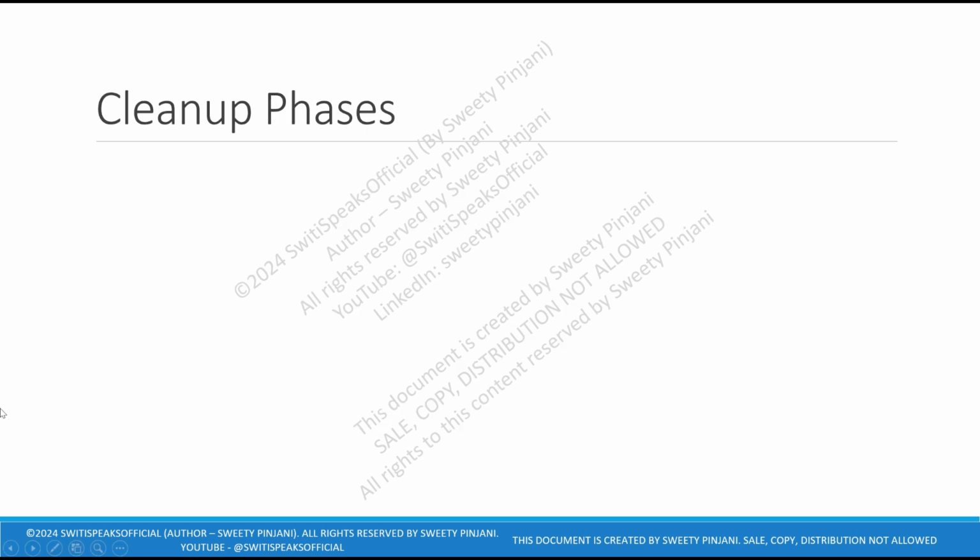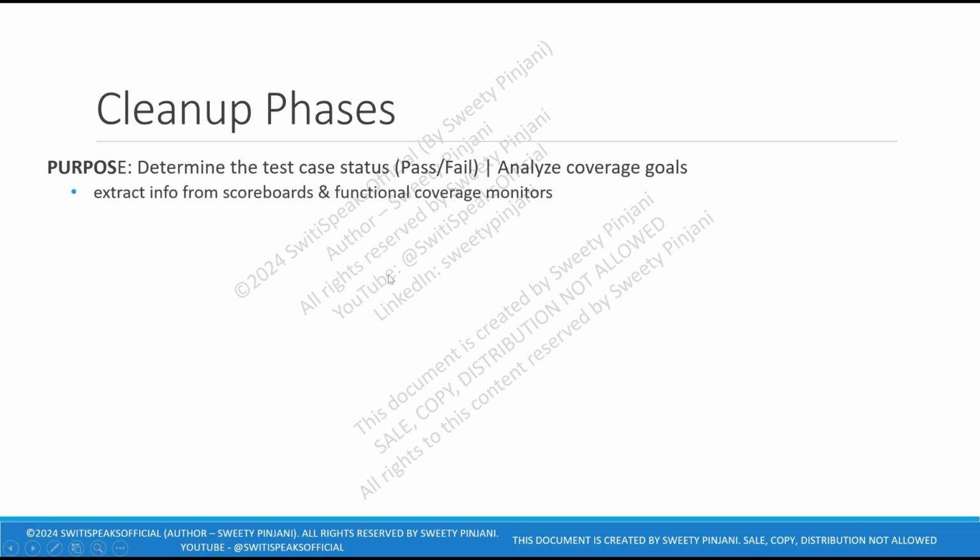Now, what are cleanup phases? Your build is done, your run is done. Now we need to clean up. Cleanup is used to determine the status of your test, whether it was pass or fail. In cleanup, I can also analyze the coverage. Because you want to analyze the coverage or check the pass fail status, and pass fail status comes from scoreboard. We are going to see about the scoreboard component in detail in upcoming lectures. For now, just remember that pass fail status will come from scoreboard.